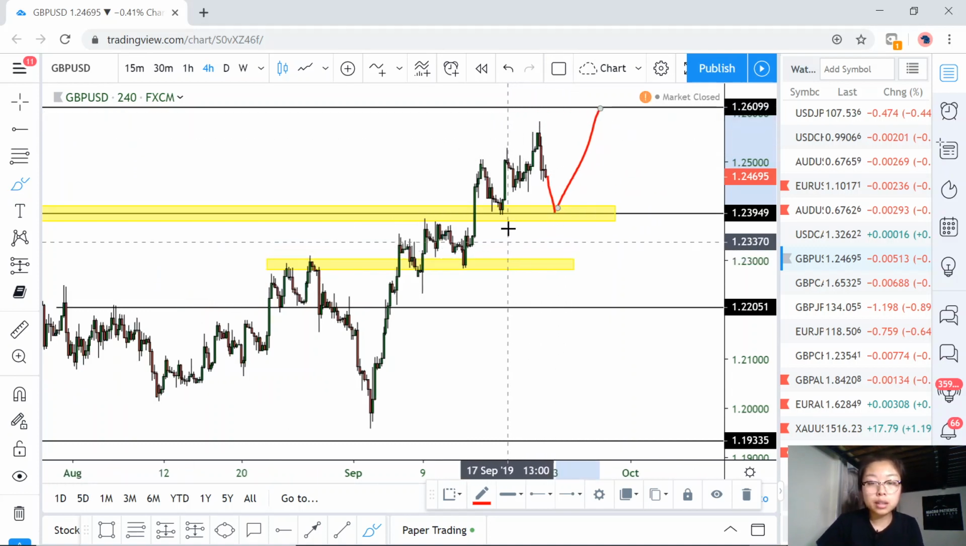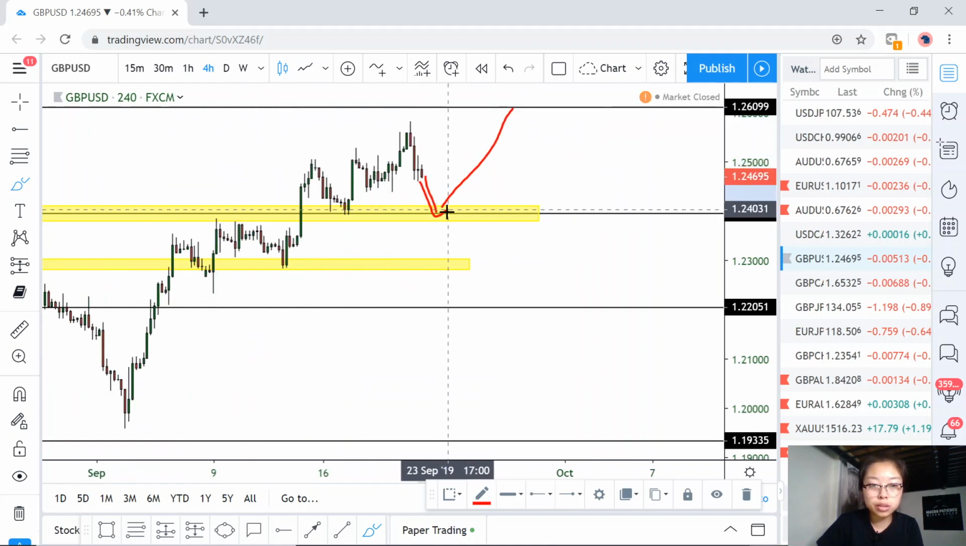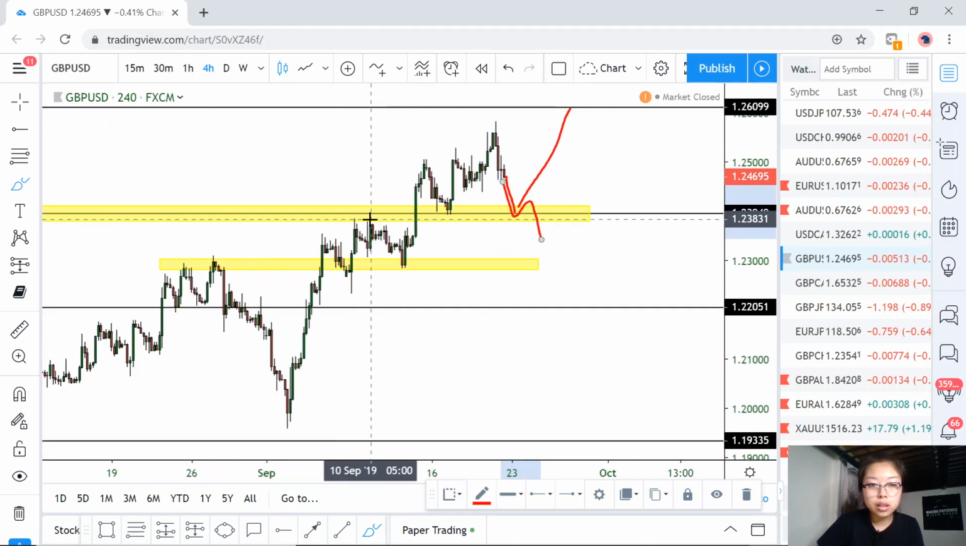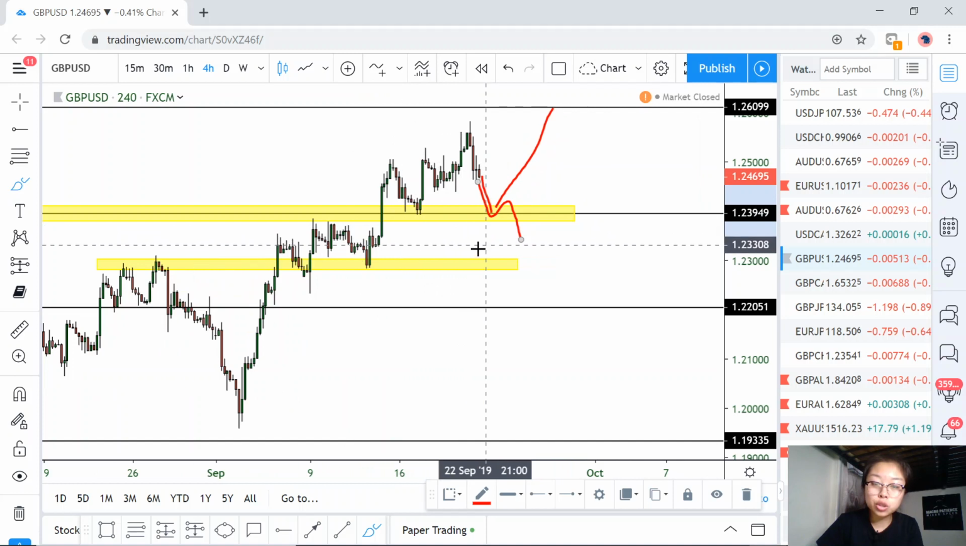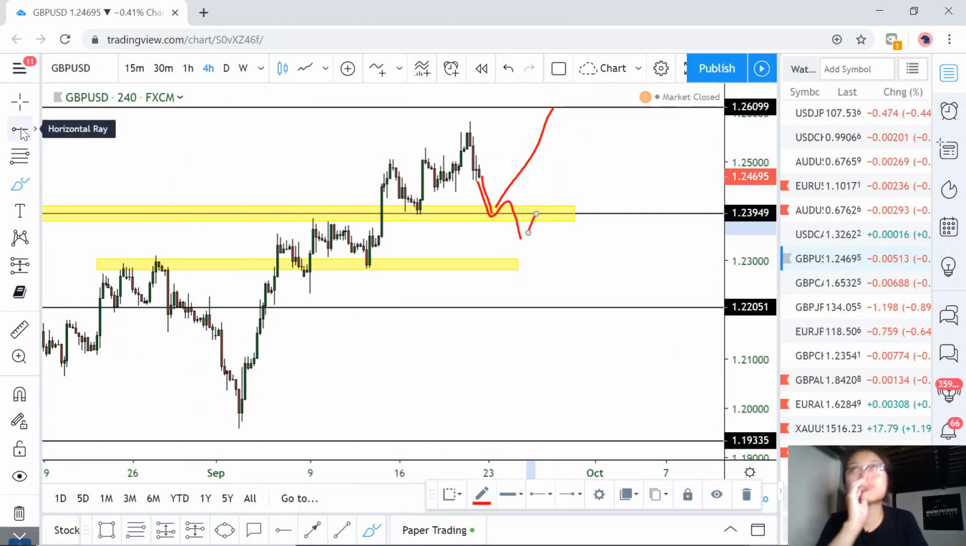Something like that, or that's one scenario. Or this thing comes down, consolidates, and breaks. Now on the break, you can't really say it's a short yet because this support still hasn't been broken. However, on a retest, you could still enter a short.